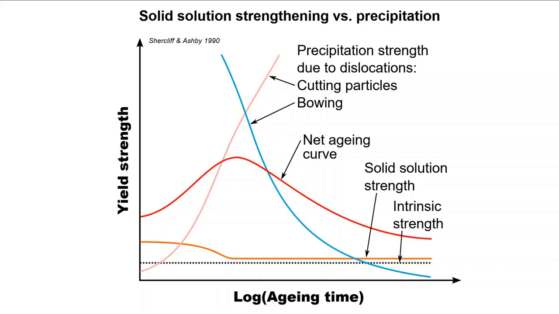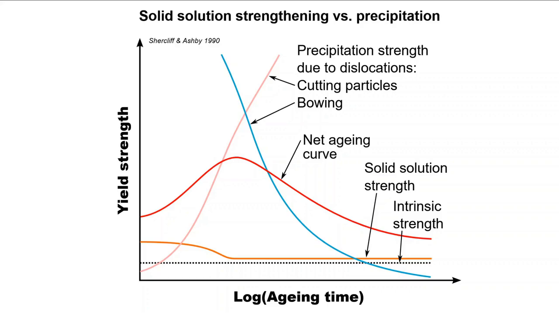As aging proceeds, the precipitation process commences with atoms coming out of solid solution and starting to form precipitates. This is why the orange solid solution curve decreases to approach the intrinsic strength, while the pink curve starts to increase. Then, after a period of aging time, the size of the precipitates are too large to cut, and then the bowing curve takes over. The red line demonstrates the net contribution of all of these phenomena. The peak of the red curve is when the mean or average particle diameter is the appropriate size to take advantage of both bowing and cutting.